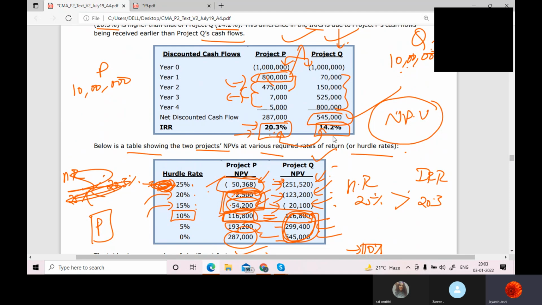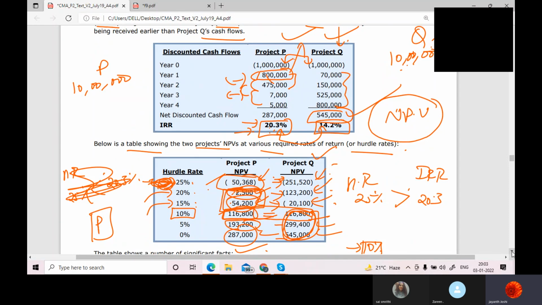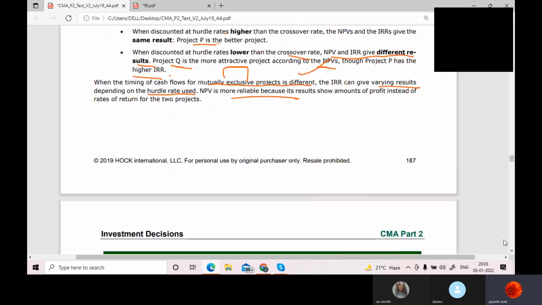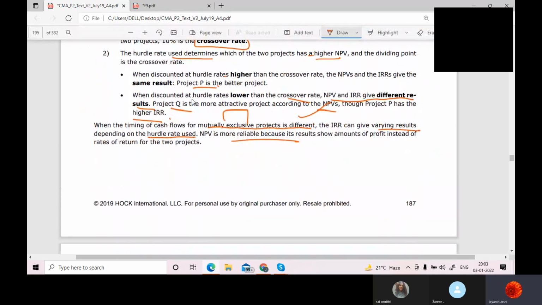this is better. But see, if you are investing at 15% and 20%, project P is giving you positive NPVs. This is giving you negative NPVs, but below this it is giving you positive NPVs. So what they are saying here: when discounted at hurdle rates lower than the crossover rate, NPV and IRR give different results. Project Q is the more attractive project according to NPVs, though project P has a higher IRR. So that is what it is.